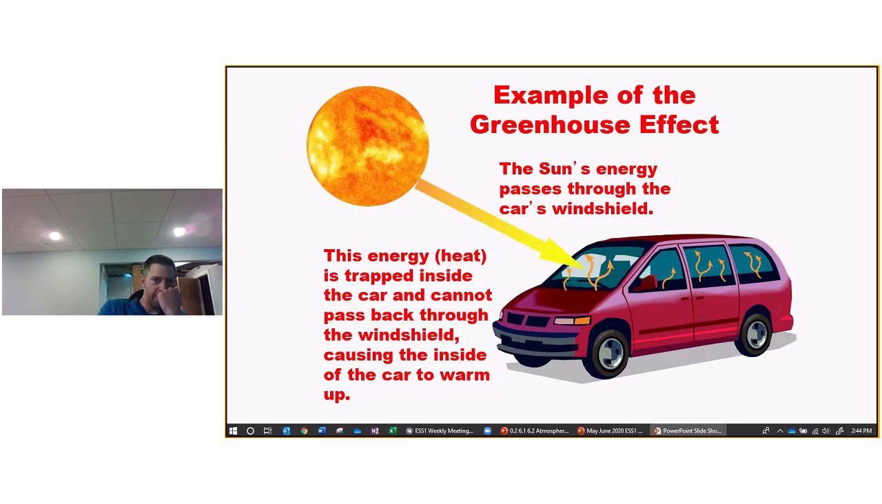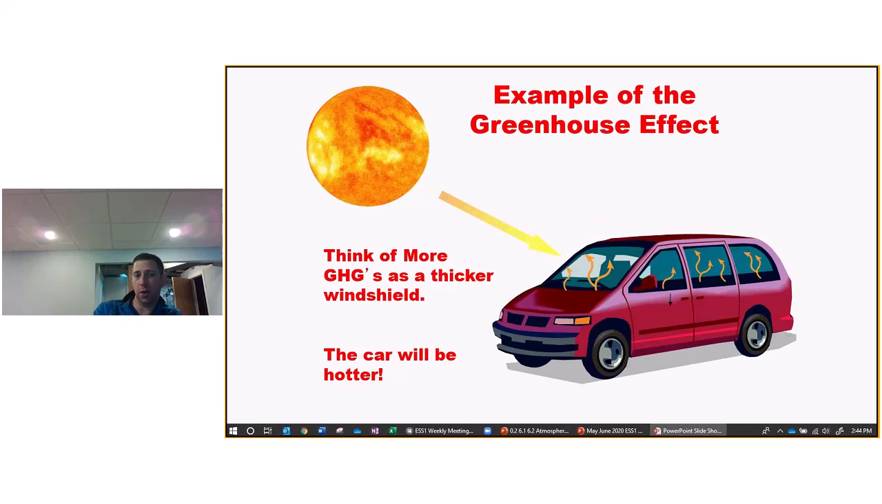Again, example of this, think about a car in a warm parking lot. The sun's energy absorbs through the windshield, so that'd be like coming through the Earth's atmosphere, but then the windshield sort of acts like greenhouse gases. It traps some of that heat from getting out. If you had a really thick windshield, the car would get hotter because you're still allowing the same amount of solar energy in, but you're trapping a lot more of that heat inside the car.